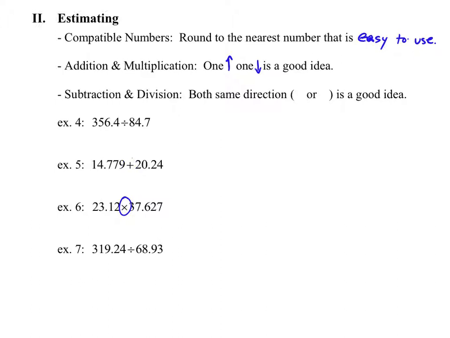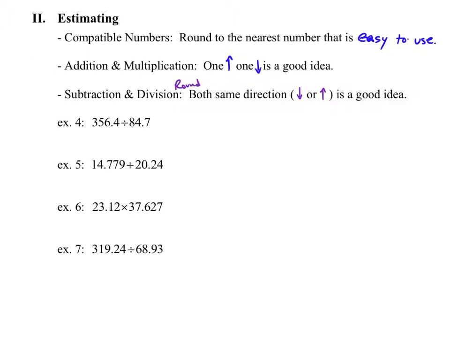Okay, if we're doing subtraction and division, if you go the same direction, that tends to be best. So subtraction and division, if you can, round both in the same direction. So both down or both up. That's a good idea when possible.